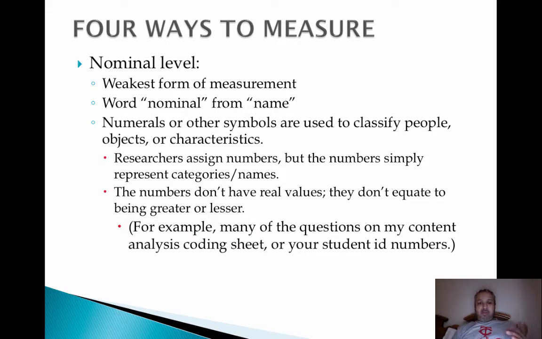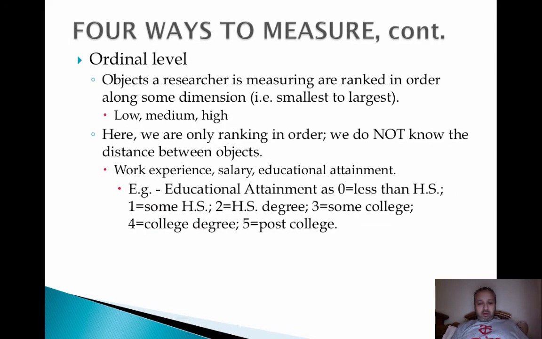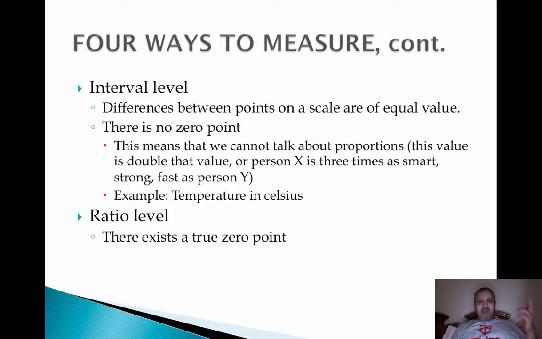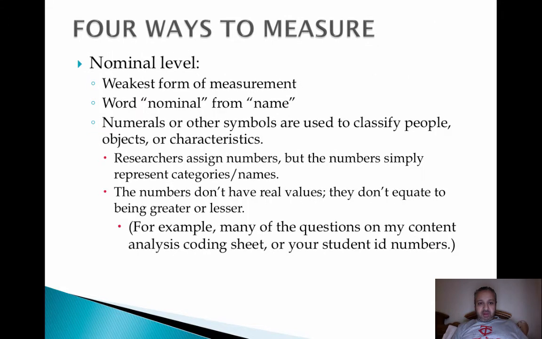And they go from weakest to strongest. There are basically 4 ways to measure something, okay? To measure anything. There's the nominal level of measurement, then we have the ordinal level of measurement, we have the interval level of measurement, and then we have the ratio level of measurement. And again, this is all discussed in your book. I'm just kind of explaining the concepts here to you.